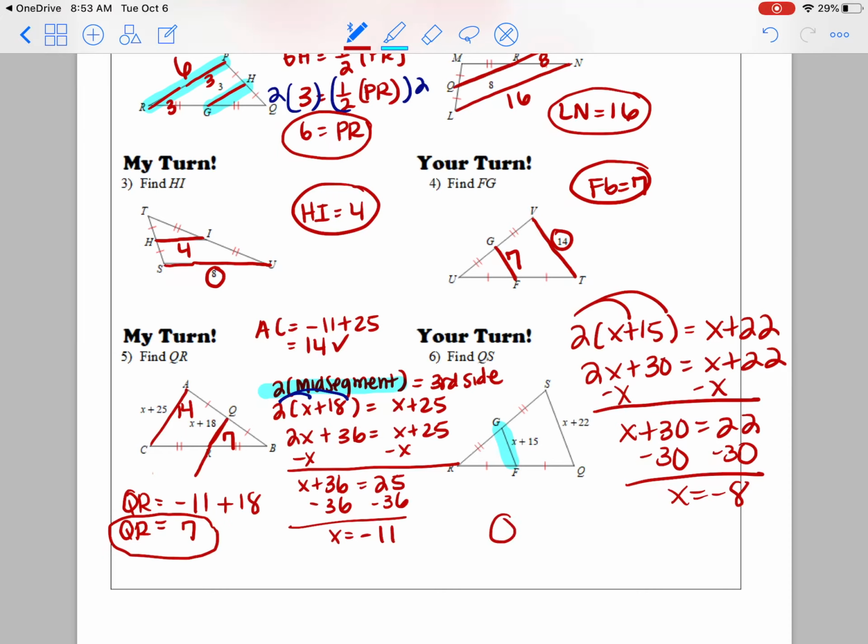But the question is not asking you to solve for x. It's asking you for QS. QS equals negative 8 plus 22. And we get here that QS is going to be 14. So if QS is 14, then GF should have been 7. Let's check. Negative 8 plus 15 gives us 7. So we did this right again.